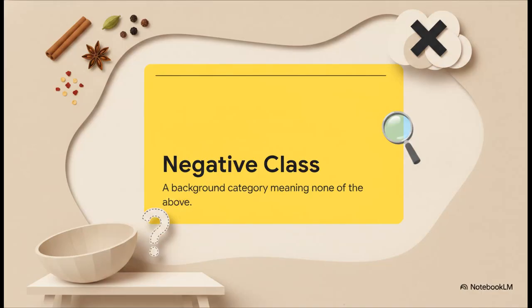And here is the absolute most common beginner mistake. You have to include a negative class. Let's call it kali, meaning empty.